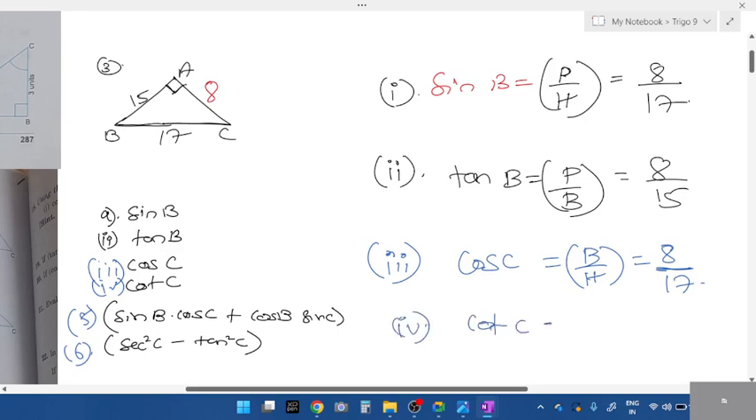Fourth question. Cot C. What is cot formula? Base by perpendicular. One more thing: cot C is base by perpendicular, don't reciprocate this answer. Is the answer 15 by 8? No, because tan B is given, students, but here it is not tan B. What is the angle given? Yes, it is cot C. With respect to angle C, we need to solve.